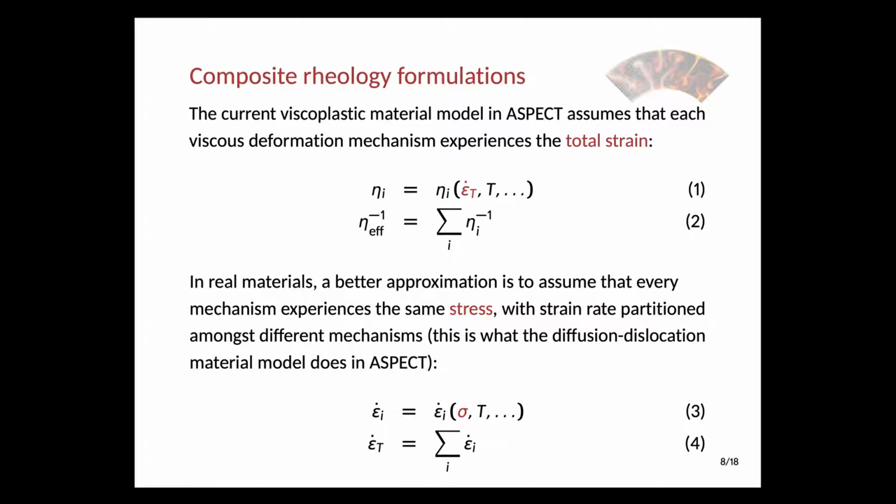In real materials, it's actually a better approximation to assume that all of the different mechanisms experience the same stress, with strain rate partitioned amongst the different mechanisms. So for example, diffusion creep and dislocation creep, those two deformation mechanisms are implemented in the diffusion dislocation material model in ASPECT. And instead of using the total strain rate, those assume that each one of the mechanisms sees the same stress, and then the strain rates are partitioned between them. So you end up with a slightly different effective stress and slightly different effective viscosity.